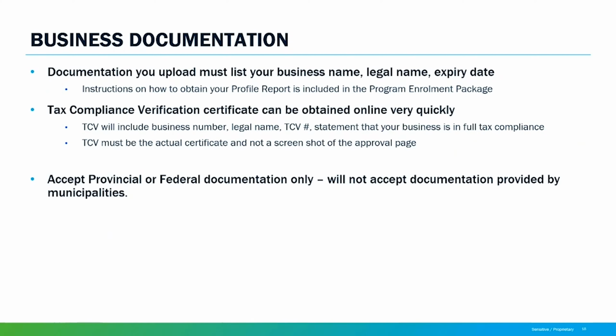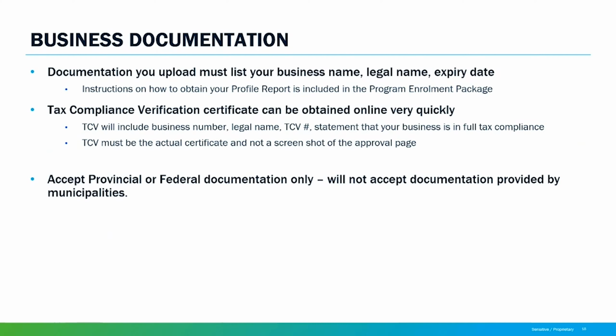The details of all the required documentation to be uploaded during your enrollment can be found in the program enrollment package. The documentation required is different for a public or fleet facility versus a government or police facility. Please ensure that the business document you upload during the enrollment process includes an owner name, business name, and legal name, and that all the information matches the information you entered during the enrollment process.